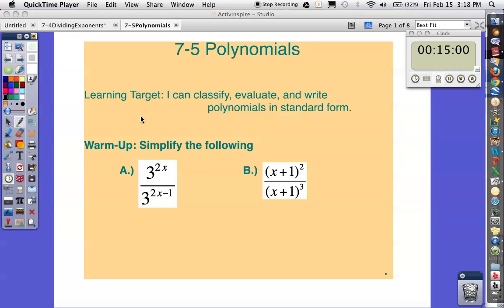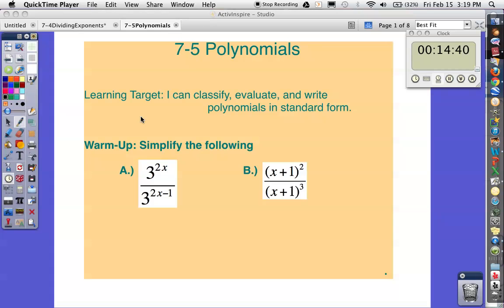Today we're going to be talking about polynomials: classifying them, evaluating them, and also writing polynomials in standard form. So here are some vocab words for today. It's really just setting the premises for the next couple of sections where we'll be doing more of the math stuff. This is the basis for it.